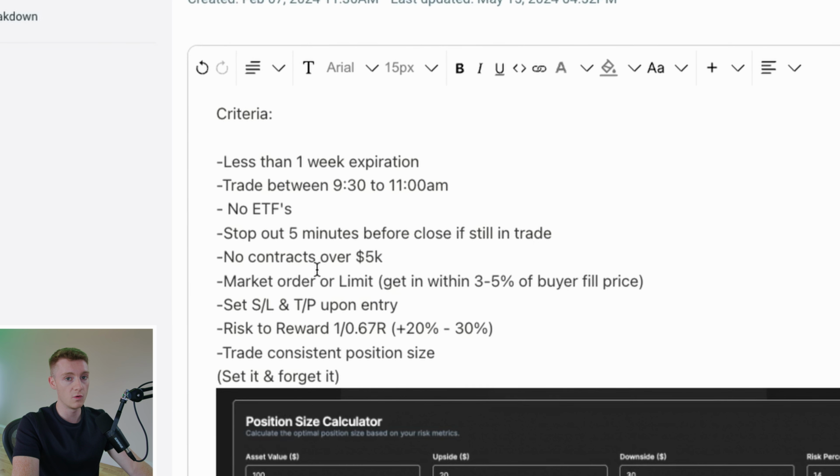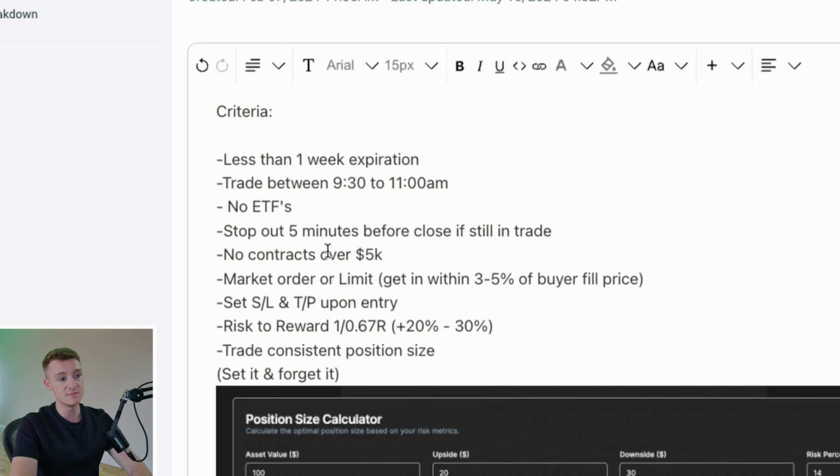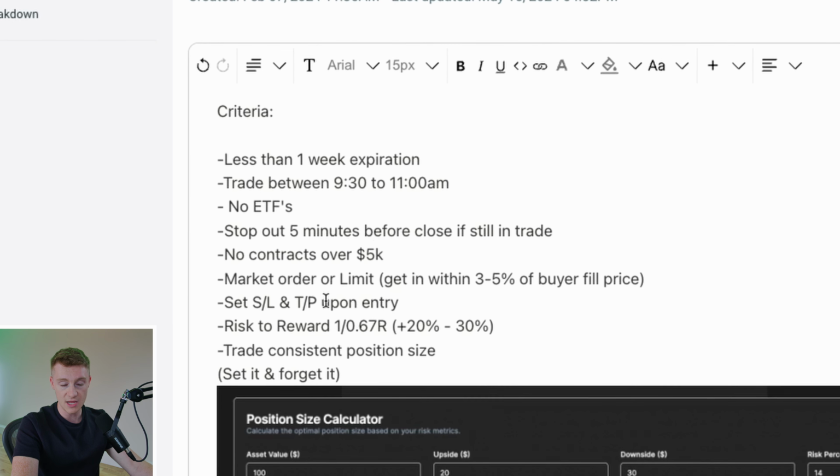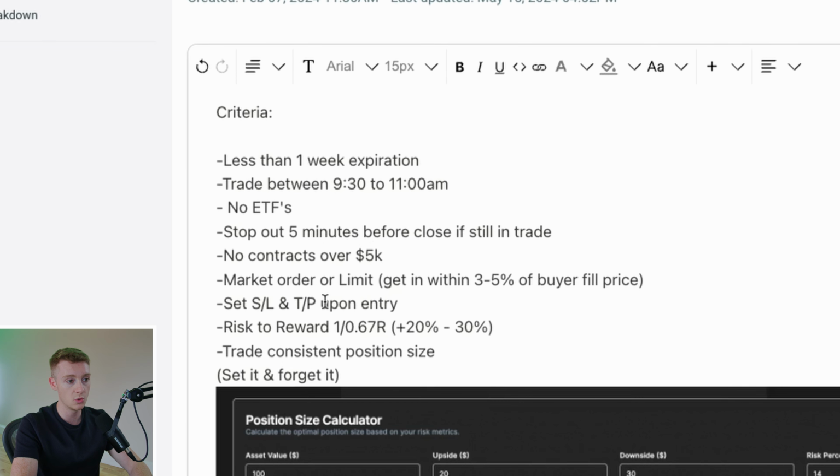No contracts over 5K. Okay, that is just kind of a rule of thumb right now that I've set for myself. Typically those larger contracts, I just don't like to trade them. There's less volume, less open interest, and the spreads are typically a lot larger. And then I'm setting my SL and TP upon entry automatically, as I showed you using that tool. And then I'm trading consistent position size. I'm setting it, I'm forgetting it, I'm walking away.